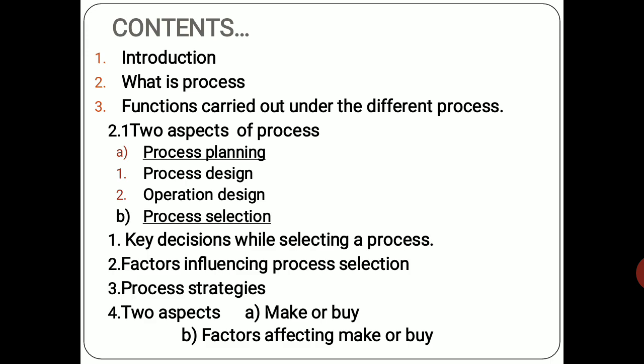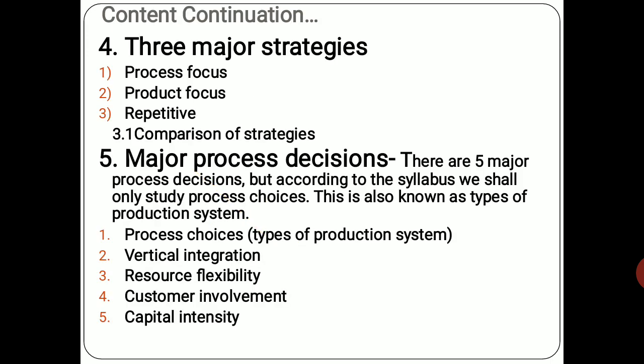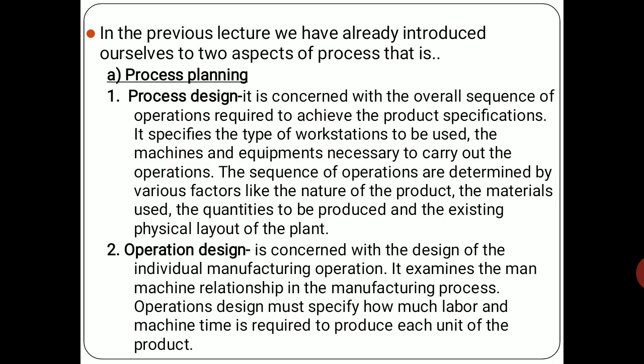There are two aspects of process, that is process planning, right, and process selection. Process planning we have already completed in the previous lecture, and those are the two aspects that we have dealt with, the whole process designing. We have also checked out the process selection and key decisional areas in the previous lectures, right. This we will be checking out in the further lectures to come. Just quickly let us refresh the things that we have done in the previous lecture so that we can connect today's concept also. In the previous lecture, we have already introduced ourselves to two aspects.